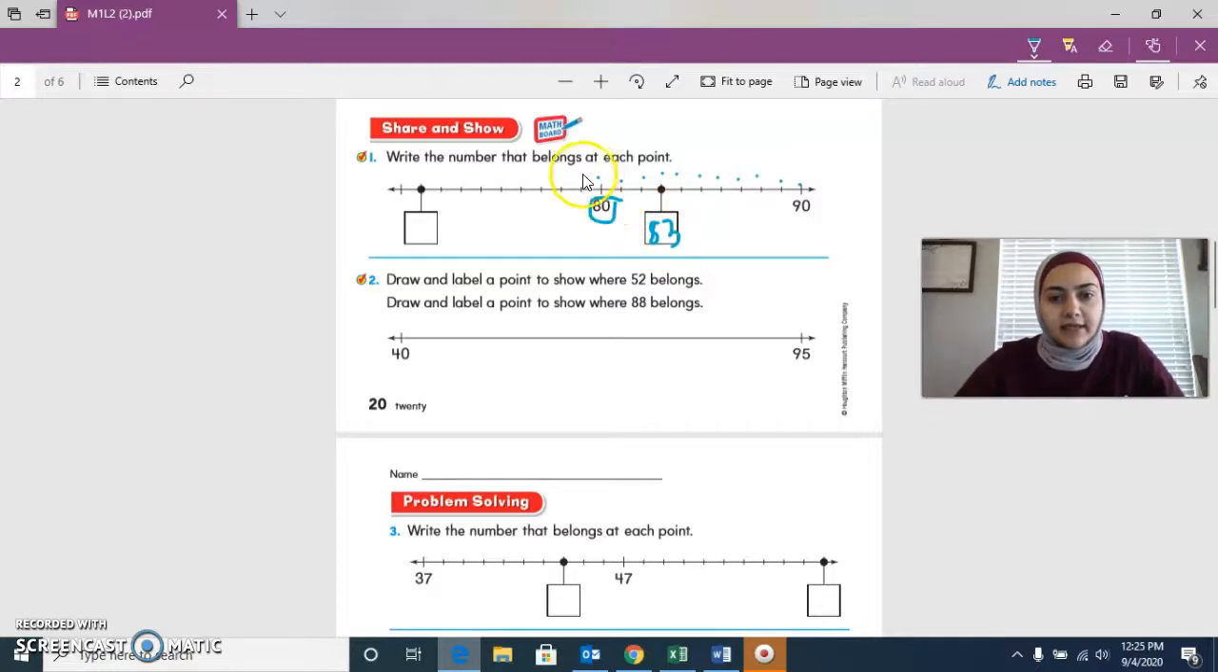If this is 80, then now we're going to go 79, 78, 77, 76, 75, 74, 73, 72. This is 71.